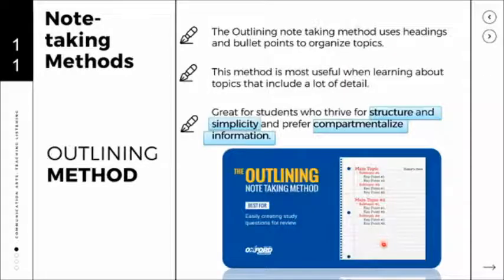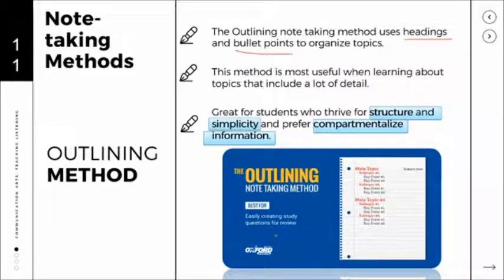Next in line is what we call the outlining method. The outlining note-taking method uses headings and bullet points to organize topics. This method is most useful when learning about topics that include a lot of details. This is very great for students who thrive on structure and simplicity and prefer compartmentalized information. So again, this is the format. This is how it looks like. The outlining note-taking method is best for easily creating study questions for review.